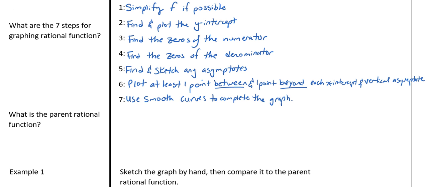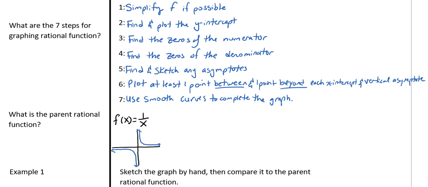So the parent function of a rational function is f of x equals 1 over x. And what does this look like? Well, it looks like that. We've seen that before. Here we have a domain that is all real numbers except for 0. We have a range that is all real numbers except for 0. There are no intercepts. It's decreasing from negative infinity to 0 and from 0 to positive infinity. It's considered an odd function, and it has symmetry about the origin. The vertical asymptote is the y-axis, and the horizontal asymptote is our x-axis.